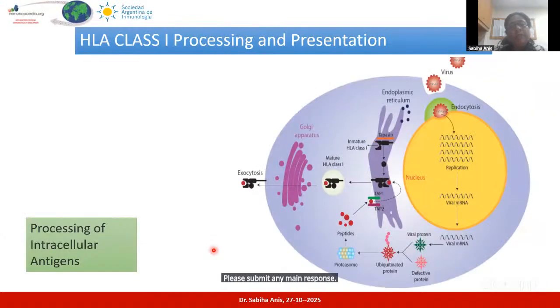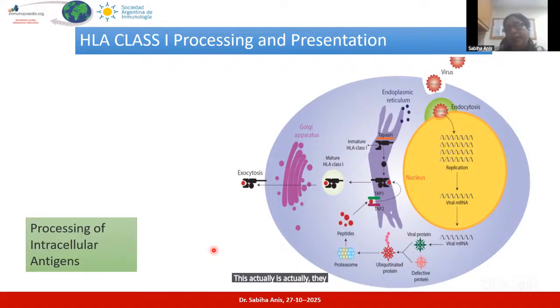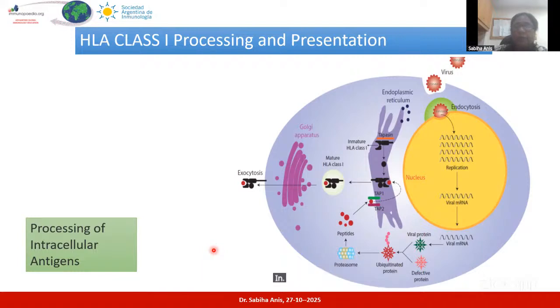Now look at the HLA class 1 processing and presentation pathway. The class 1 pathway is actually for the processing of intracellular antigens. These HLAs also guide the type of immune response, depending on whether it is related to intracellular or extracellular antigens or organisms.